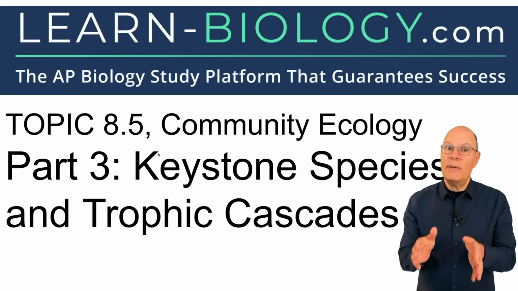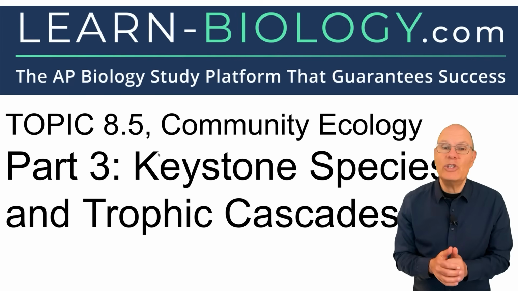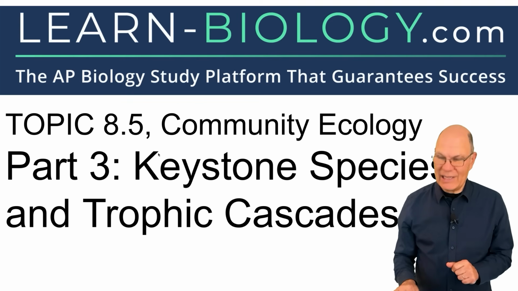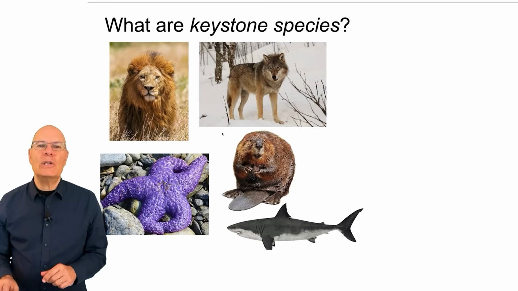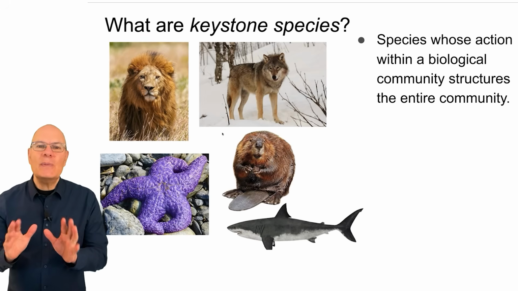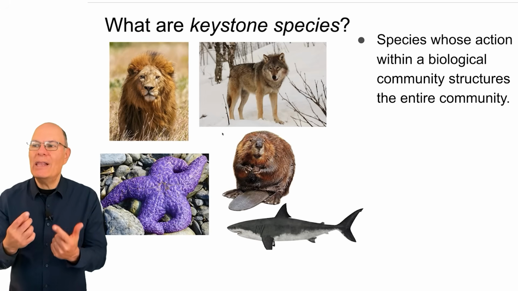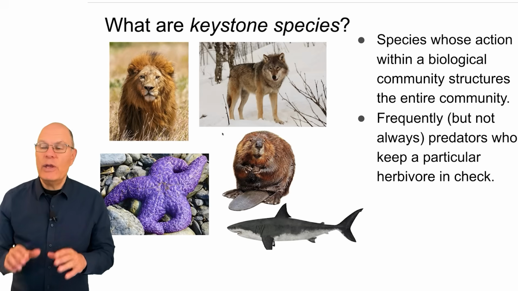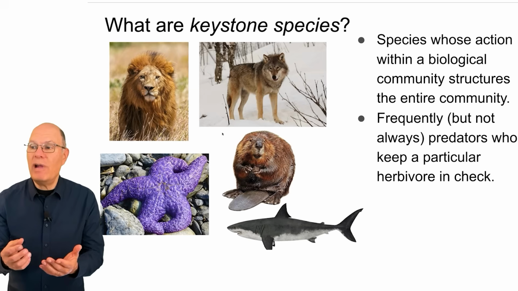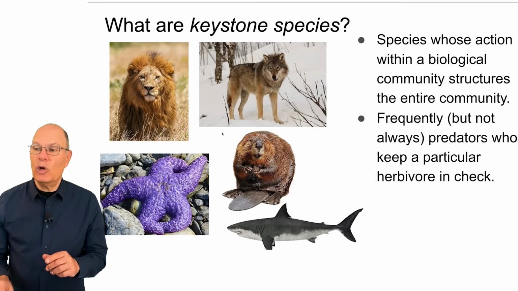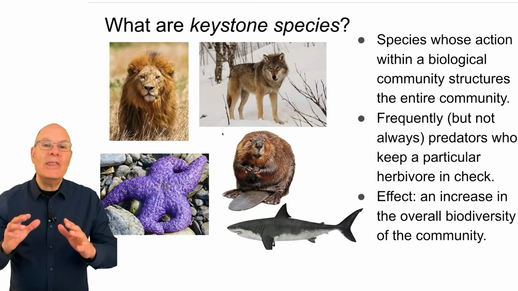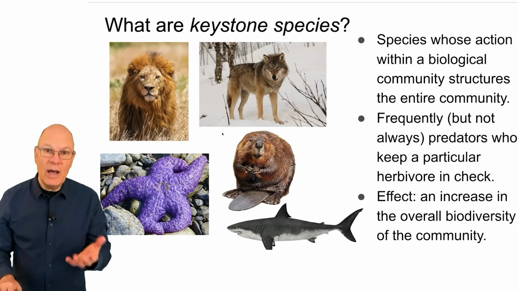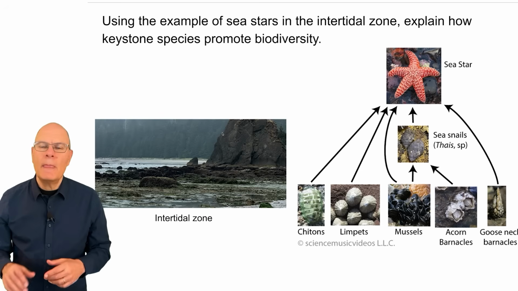Topic 8.5, Community Ecology, Part 3. Keystone species and trophic cascades. What are keystone species? These are species whose action in a biological community structures the entire community. They're frequently, but not always, predators who keep a particular herbivore in check, and their effect is to increase the overall biodiversity of a biological community.